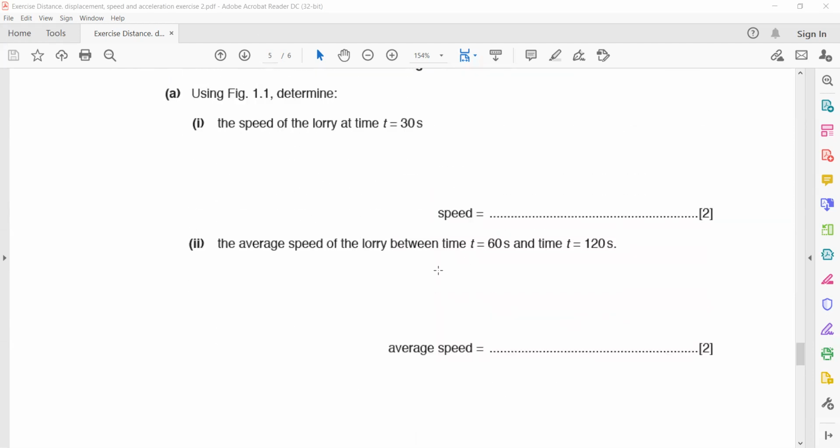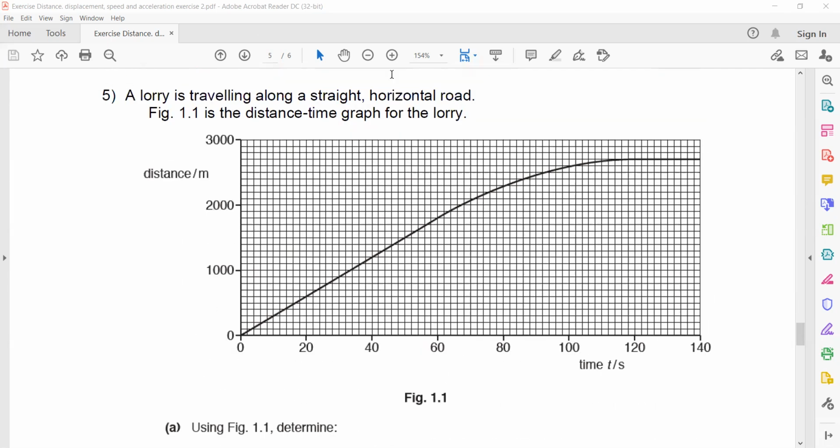So to calculate the average speed from time equal to 60 second to 120 second, how can we work it out? At 60 second, what is the distance covered? Each box is representing 100. So this is 1800. So at 60 second, it is 1800. And for 120 second, it is 2700.